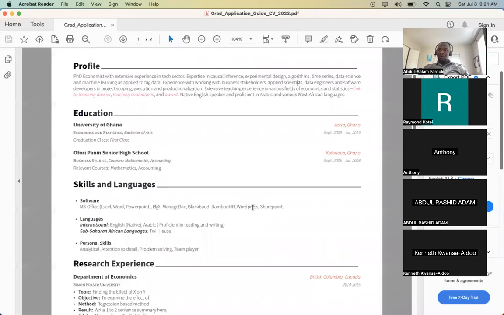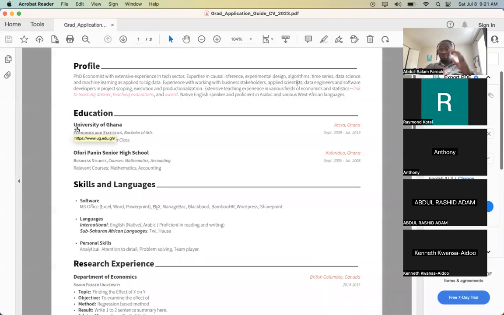Okay. Now, this is the education part. It's very important that it starts with education. With education, there are a couple of things that you might want to keep in mind. The name of the school, the program you studied, the class you ended with, the location of the school, as well as the date you completed. These five things are very, very essential to your education. And that's being captured here, right?